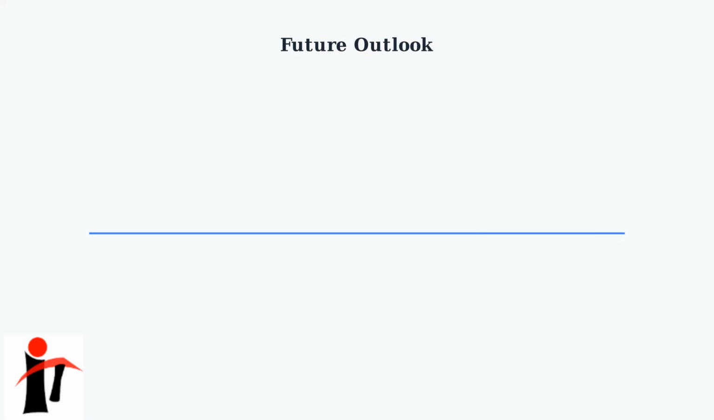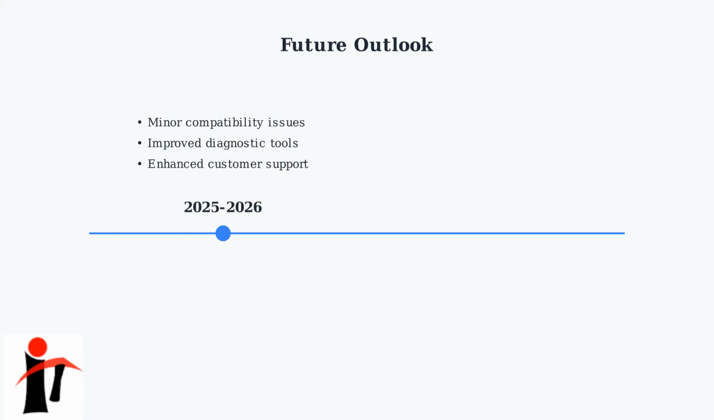Looking toward the future, the relationship between EE boxes and Netflix will continue evolving with both technological advances and industry changes. The future outlook for EE and Netflix integration involves both short-term improvements and long-term technological evolution. In the short term, expect continued minor compatibility issues as both Netflix and EE platforms evolve their software. However, improved diagnostic tools from EE will help customers resolve issues more quickly.